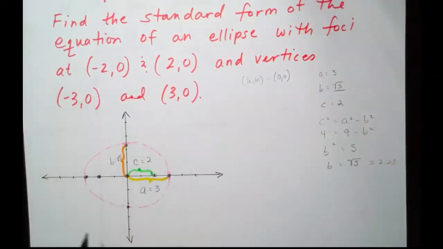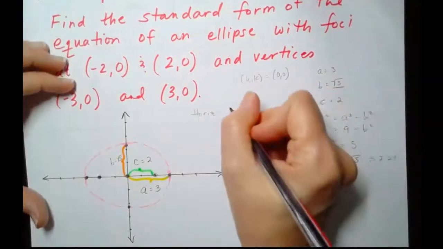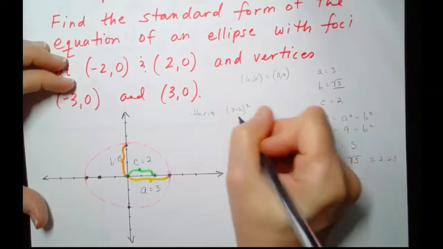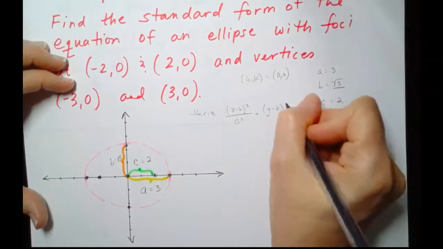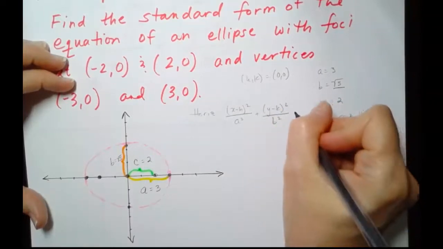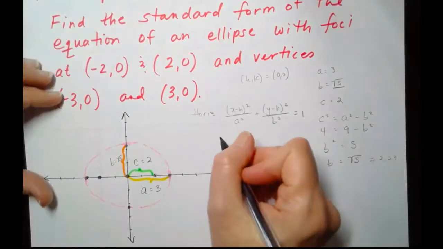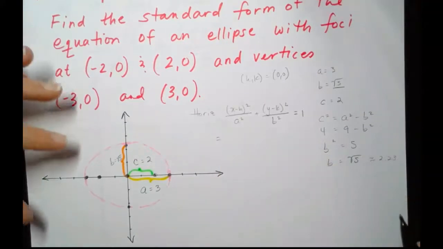So we can see here that this has a horizontal major axis, and when we have a horizontal major axis, our general form looks like this. It is (x minus h) squared over a squared plus (y minus k) squared over b squared equals 1. That is the given general form. You need to know that. So let's plug in and let's write the general form of this ellipse.